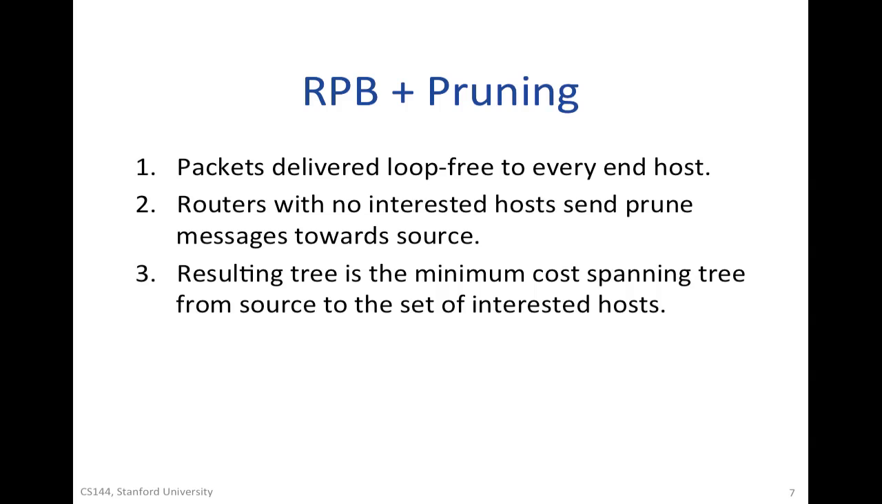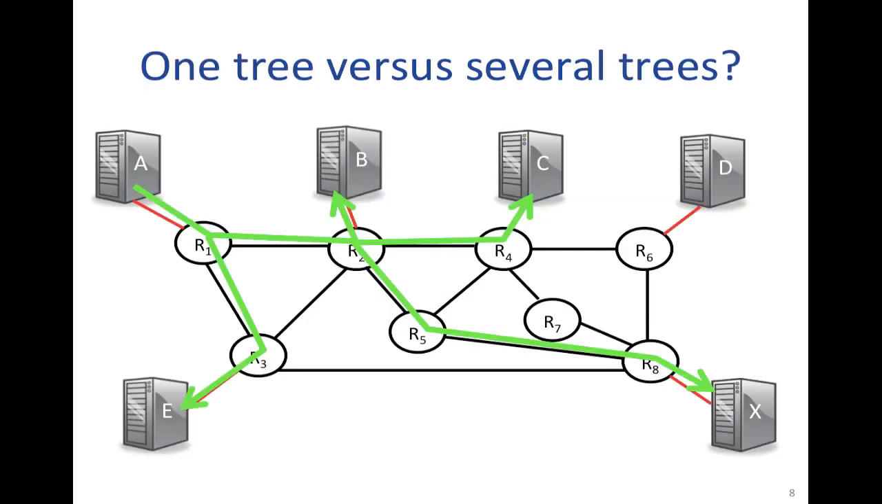One question that you may be wondering is, do we build one tree or do we build several trees? In my example, I showed A wanting to send to this set of destinations, B, C, X, and E. But what if it's a video conference and after A has spoken and sent packets to everybody else, it's B's turn to send? What is the tree, the multicast tree, that packets from B should follow?